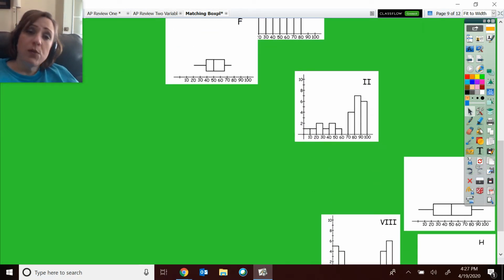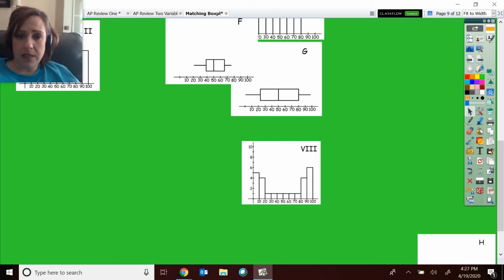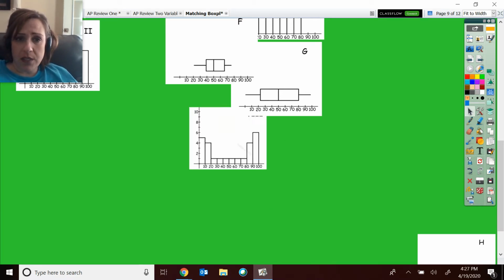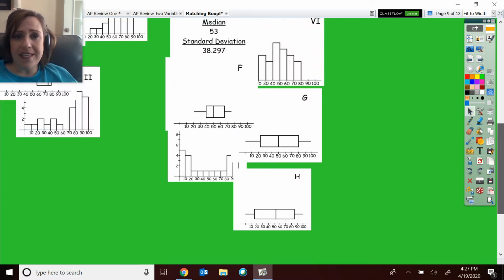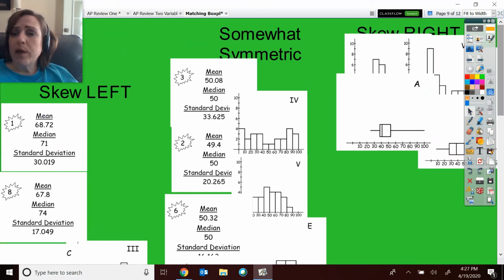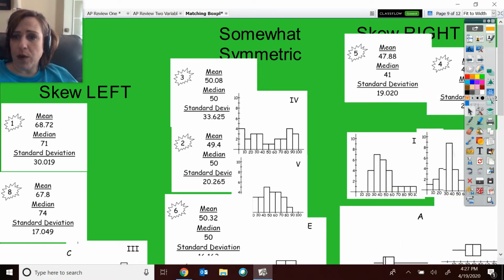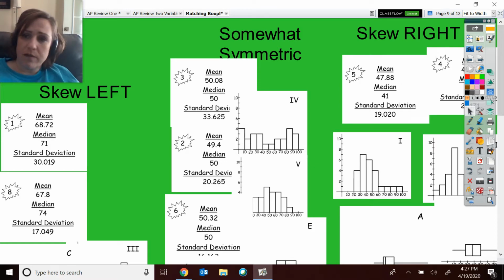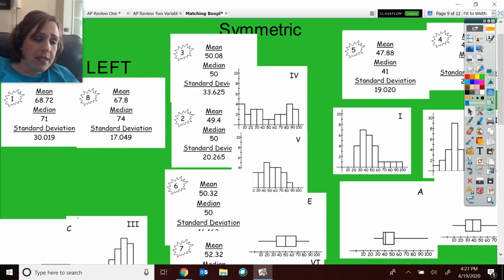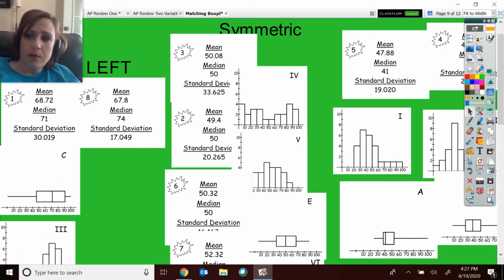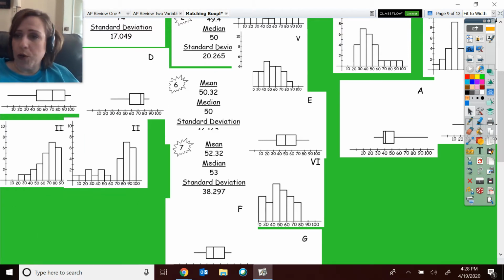Oh, this one here, more to the left, skewed to the left. Somewhat symmetric. That one, somewhat symmetric. What do we have here? Somewhat symmetric. Okay, I think that's it. So what we should have is 2 of the skewed right ones, 2 of the skewed left ones, and then 4 in the symmetric. Now we're going to match these up accordingly.